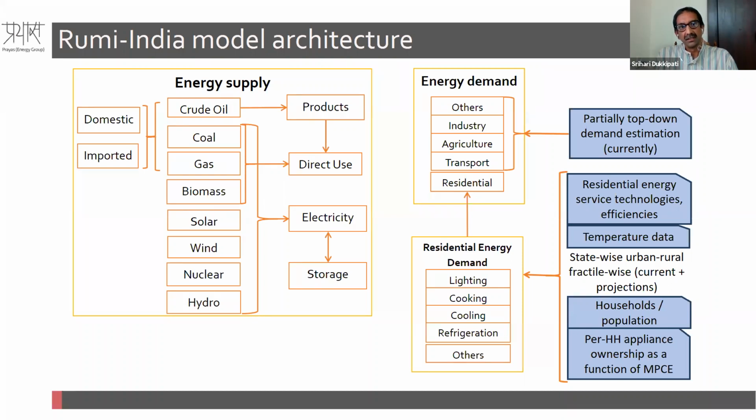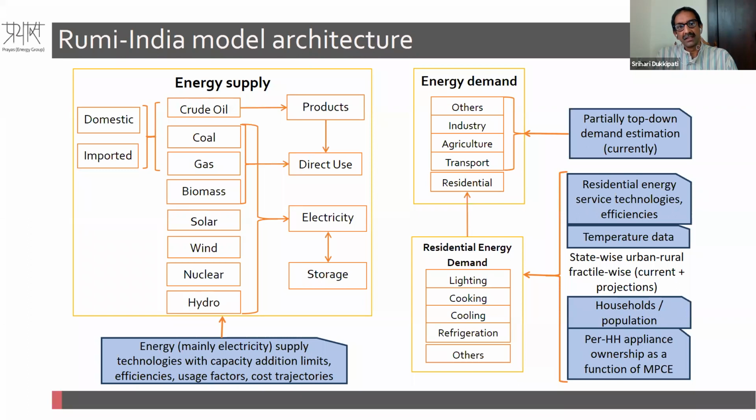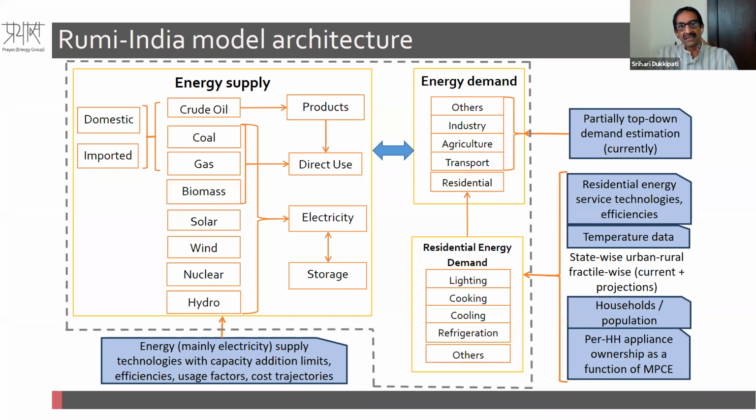So we assume that petroleum products are either imported or produced domestically, but we are not modeling the refinery transformation of the crude oil into petroleum products. Supply technologies are then specified with various capacity addition limits or domestic production limits. Imports are assumed to be available as needed, and for all of these we provide efficiencies, capacity utilization factors, as well as cost trajectories. And all of this comes together by matching supply and demand at various temporal resolutions.